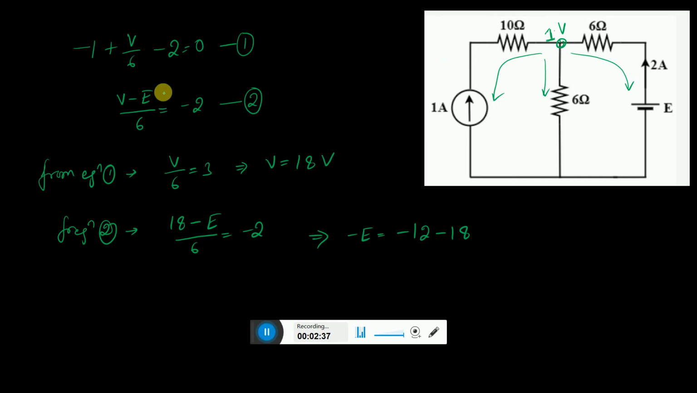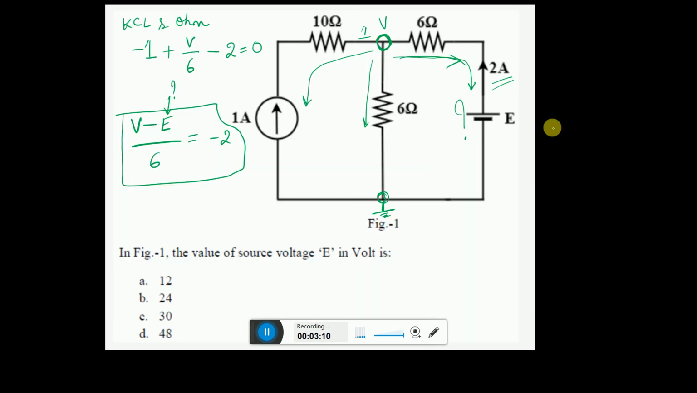So I just rewrite the entire thing from the previous page. This is the first equation we obtained, and this is the second equation we obtained. We solve it, and V by 6 is equal to minus 1, and the minus 2 will go on the right hand side. So V is equal to 18 volts. Now we know the value of 18, and 18 minus E by 6. So we can substitute, and get minus E is equal to minus 30. So E is equal to 30 volts. Finally we get the answer, E is equal to 30 volts. So the answer is C, right?